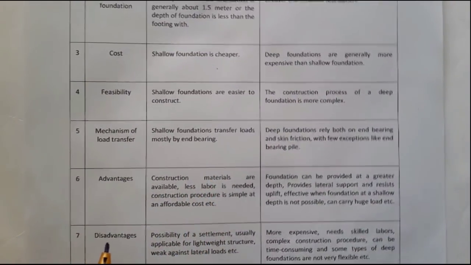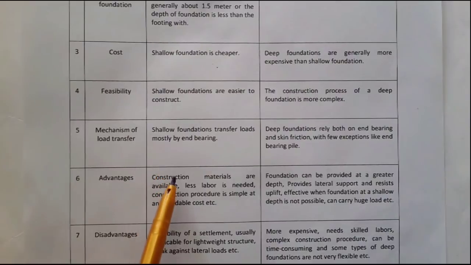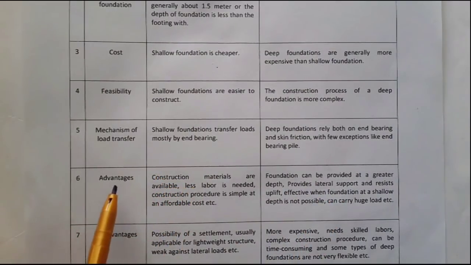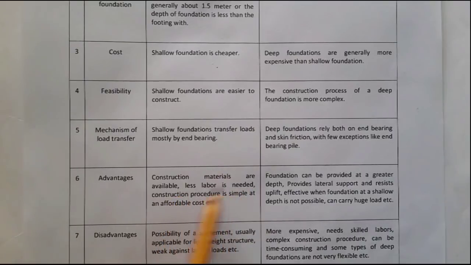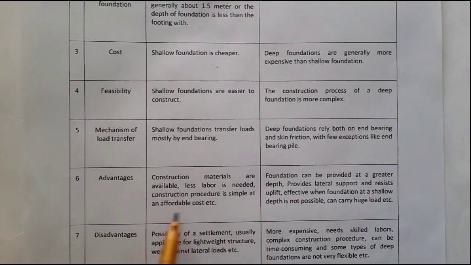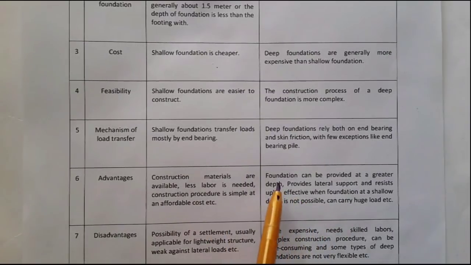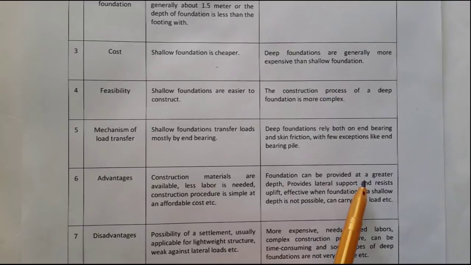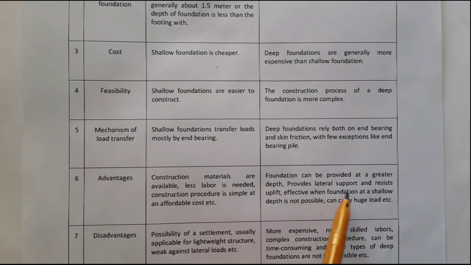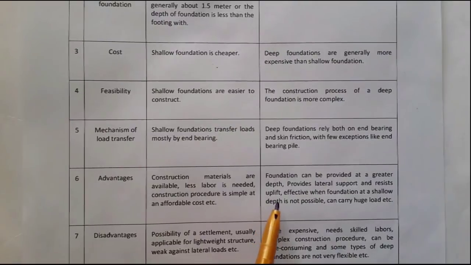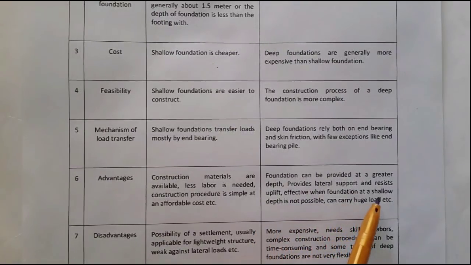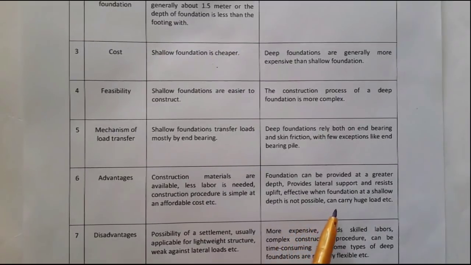Now the advantages of shallow foundation and deep foundation. Advantages of shallow foundation: construction materials are available, less labor is needed, and the construction procedure is simple, at an affordable cost, etc. And for deep foundation: the foundation can be provided at a greater depth, it provides lateral support and resists uplift, it is effective when a shallow foundation depth is not possible, and it can carry huge loads, etc. So these are the advantages.